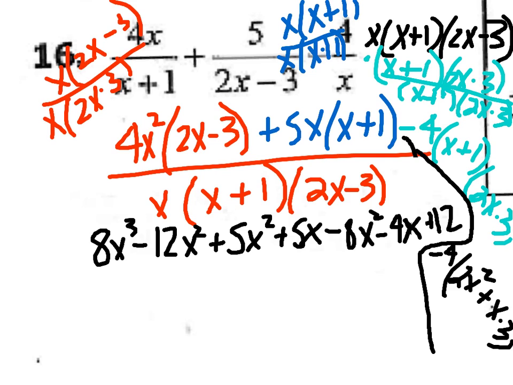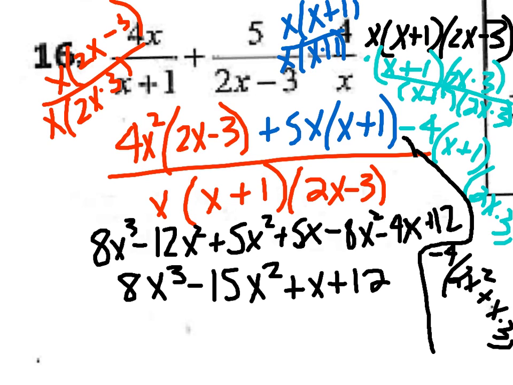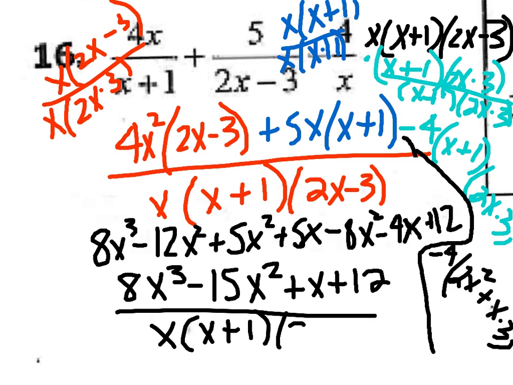So now I'm just going to add my like terms together. So I have 8x cubed, minus 15x squared, plus x plus 12, over x times x plus 1 times 2x minus 3. And that would be our final answer.